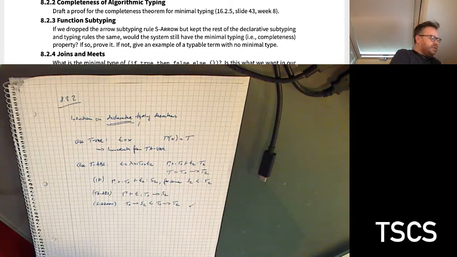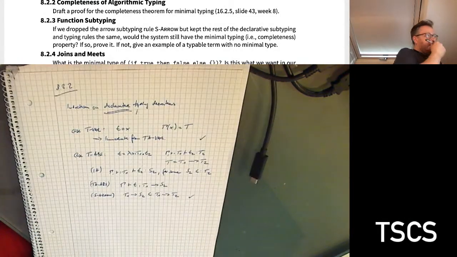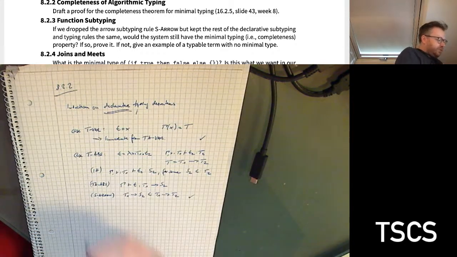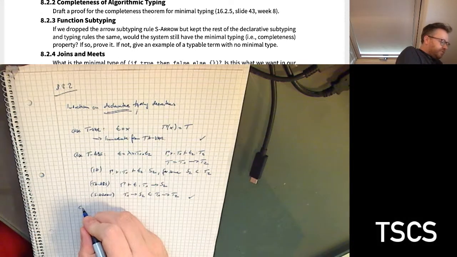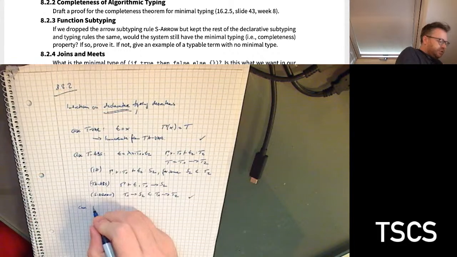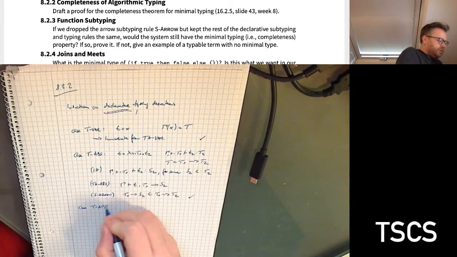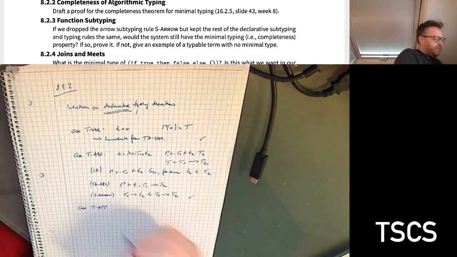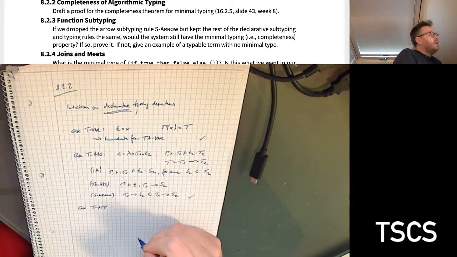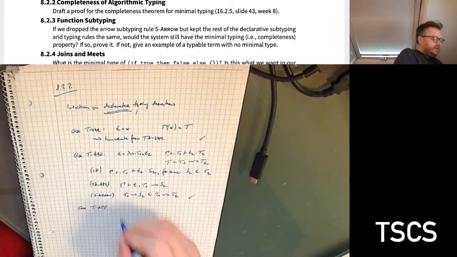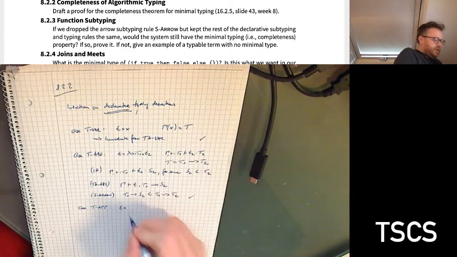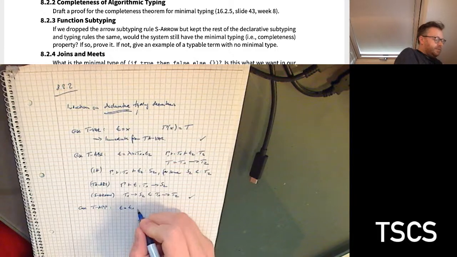Good. So that was the t-abs case. The t-var case we also checked, so let's add the check mark here too. Good. What else do we have? Of course, if we have function abstraction, we have function application. So it's the form of t-app. And in this case, t is t1 applied to t2.